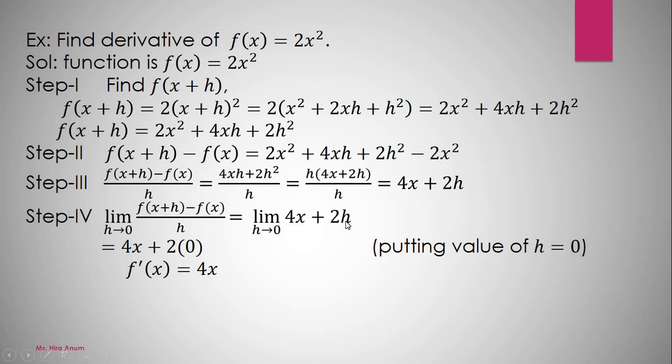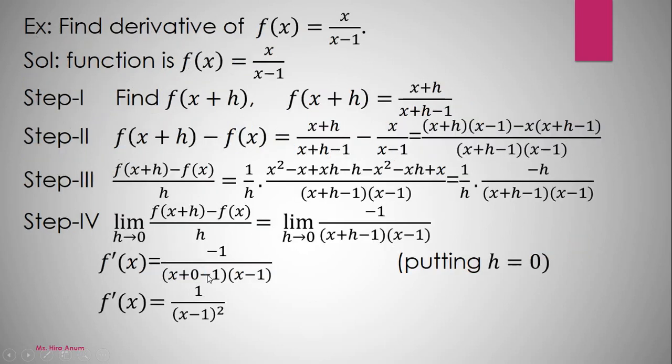we have the value of h here. So h equals 0. When we put h equals 0, 2h becomes 0. So 4x plus 2h, with h being 0, becomes 4x. Our derivative is f prime of x equals 4x.